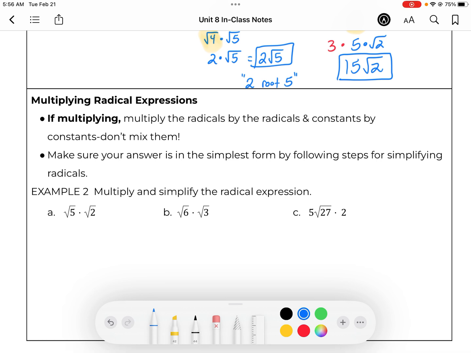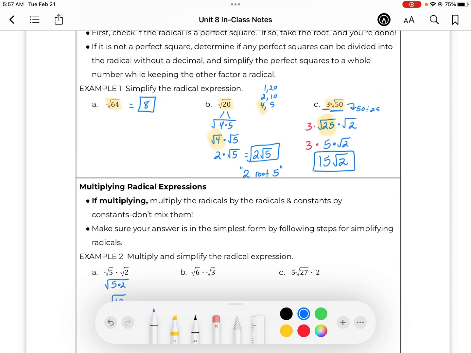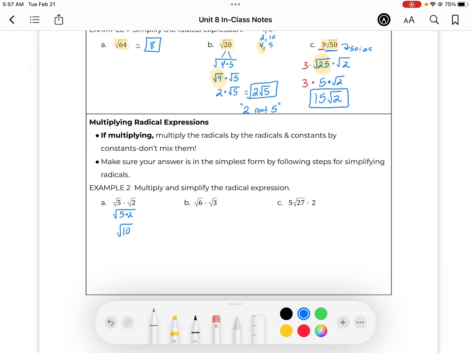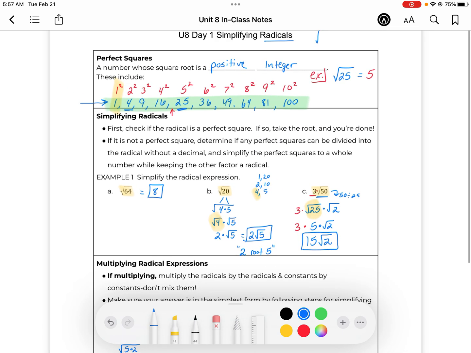So let's try this. On example 2, we have a square root of 5 times a square root of 2. Well, remember, that means I can put them both under the same square root as 5 times 2. 5 times 2 is just 10. Now, 10 is not one of my perfect squares. From your list at the top, 10 is not one of my perfect squares.